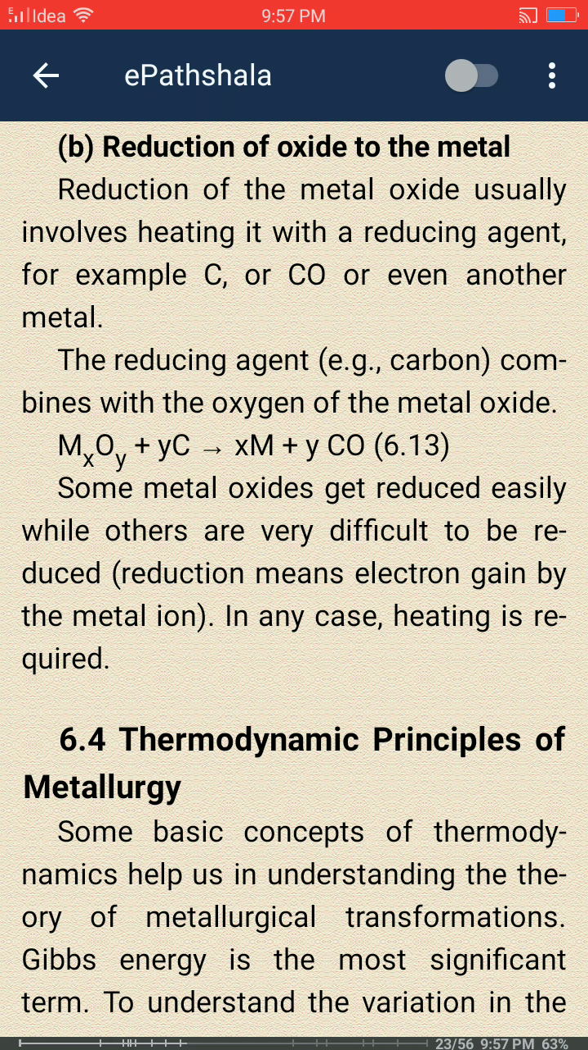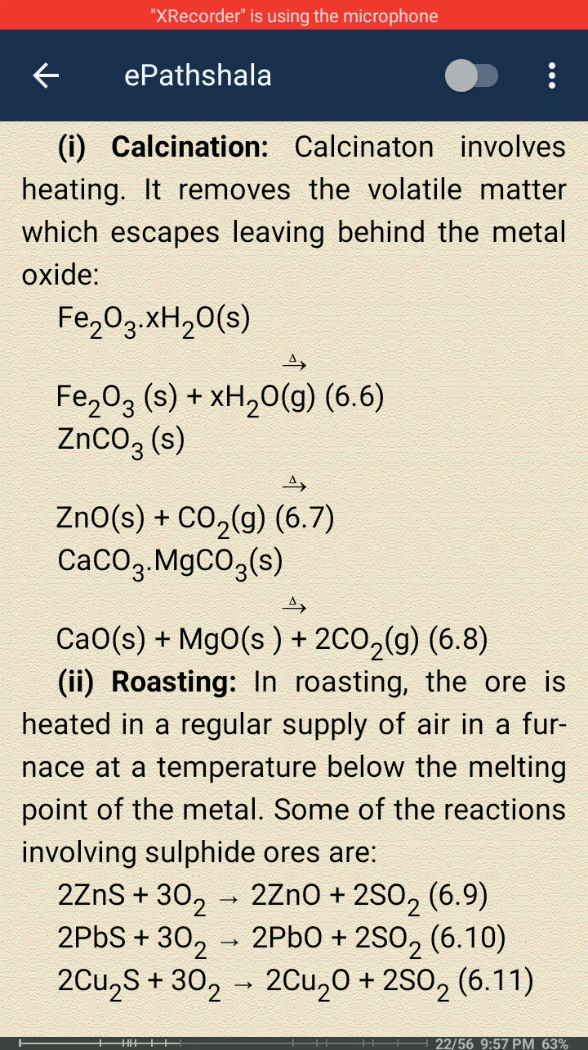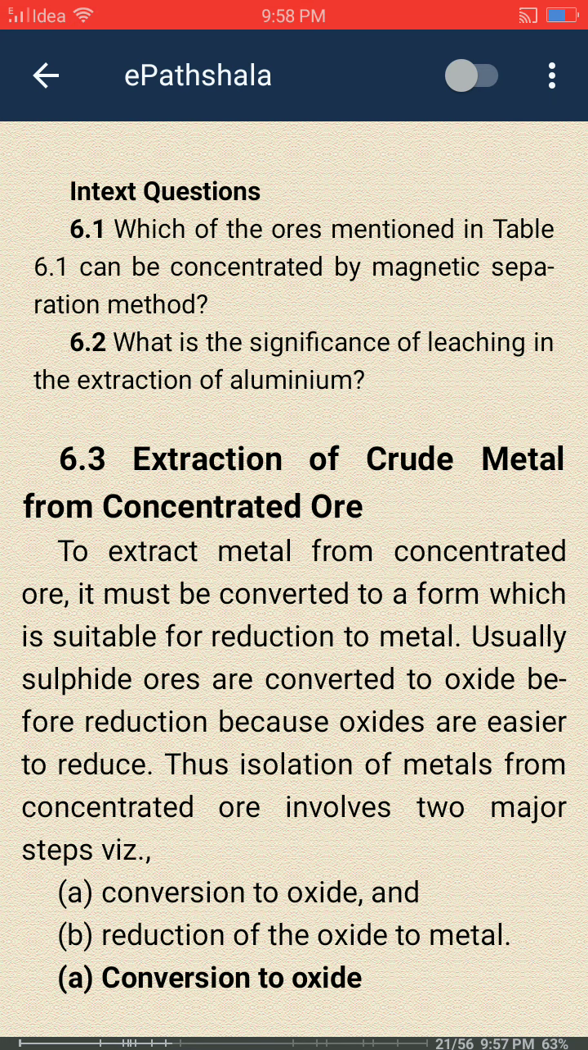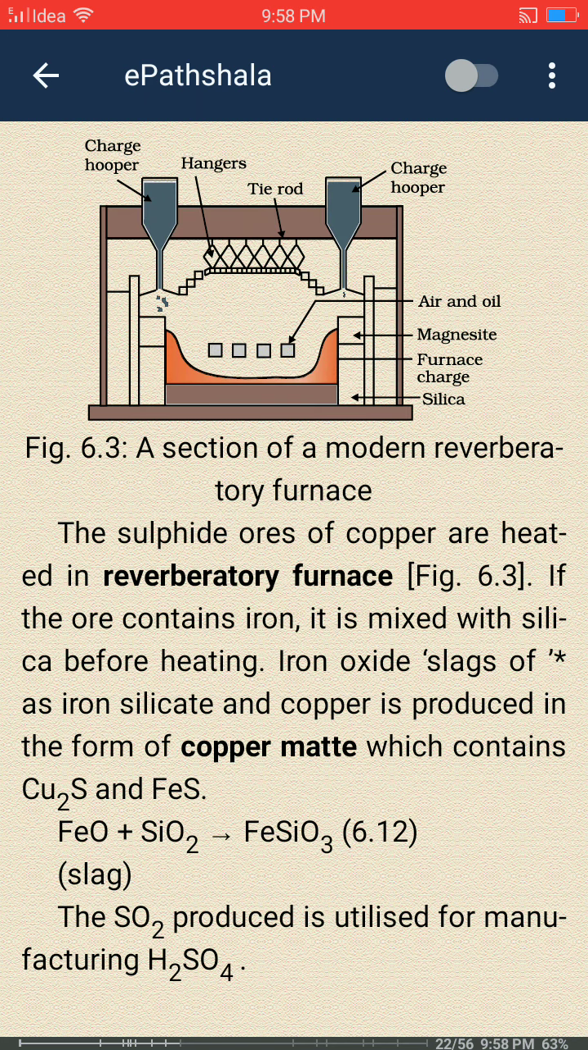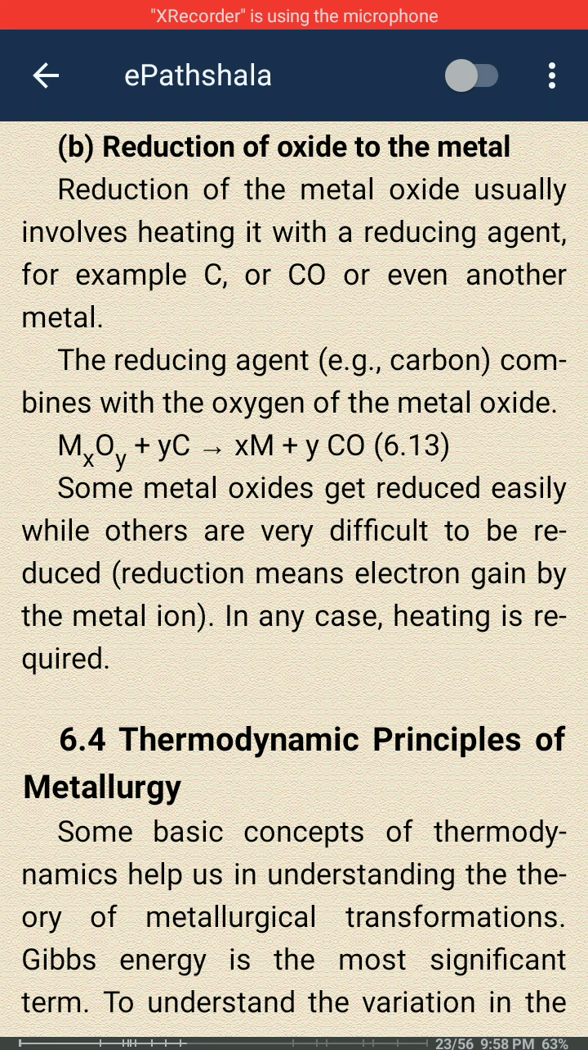And today we discussed extraction of crude metal from concentrated ore. For that, two methods are there. First one is conversion to oxide. Second is reduction of oxide to the metal. For conversion to oxide, there are two methods, calcination and roasting. And second is reduction of oxide to the metal.